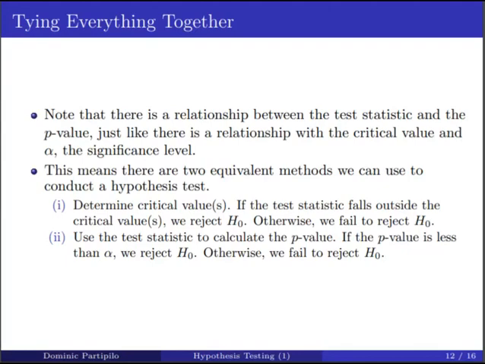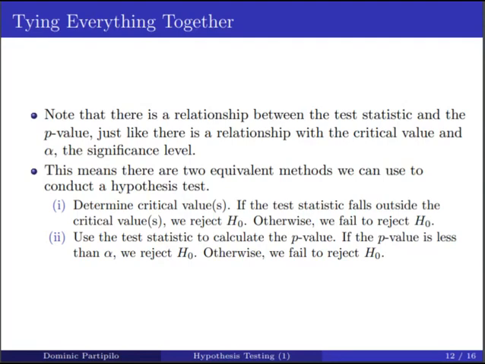So, tying everything together, note that there's a relationship between the test statistic and the p-value, just like there's a relationship between the critical value and alpha, the significance level. There are two equivalent methods that we can use to conduct a hypothesis test. One way is to determine the critical value or values, and if the test statistic is more extreme than the critical value or values, then we reject H0 because the test statistic is in our rejection region. Otherwise, if the test statistic does not fall in the rejection region, we fail to reject H0.